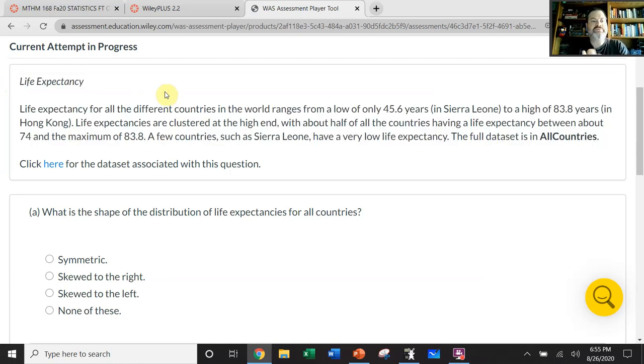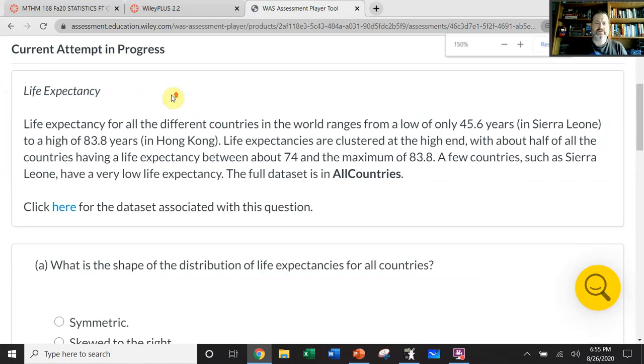Life expectancy for all the different countries in the world, let me make this a little bigger. There we go. Life expectancy ranges from a low end of only 45.6 years in Sierra Leone to a high of 83.8 years in Hong Kong. Life expectancies are clustered at the high end, with about half of all the countries having a life expectancy between about 74 and the maximum of 83.8. A few countries, such as Sierra Leone, have a very low life expectancy. The full data set is provided here.